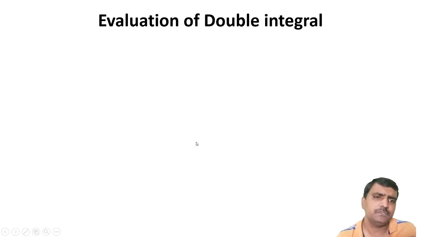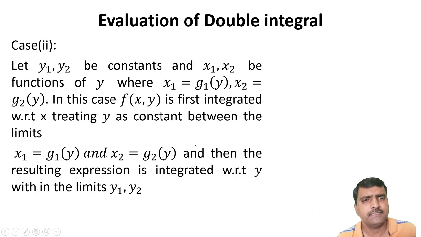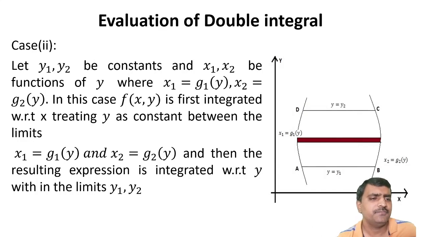Suppose y1 and y2 are constants. So y1 is a constant, y2 is a constant. If y is a constant, it is a straight line, always parallel to the x-axis. Here y is equal to y1 is a straight line parallel to the x-axis. If you have a straight line, y is equal to 2, y is equal to 5, that is the equation of a straight line, and our straight line is parallel to the x-axis. So this is the point y1, this is the point y2. Then these two are the straight lines parallel to the x-axis. Again, here x1 is a function of y and x2 is a function of y. These two are the curves.